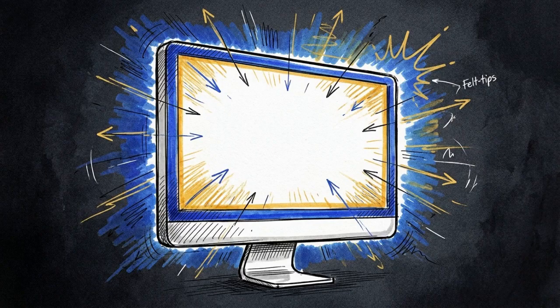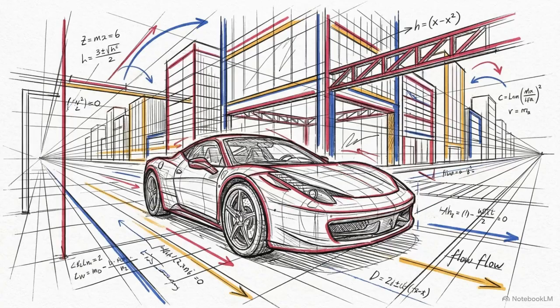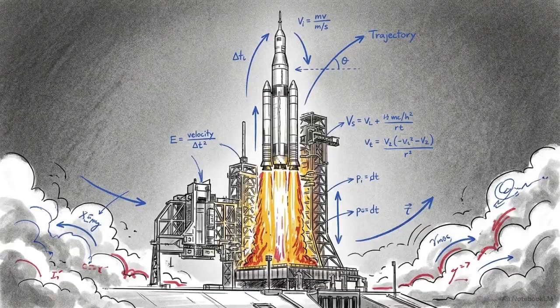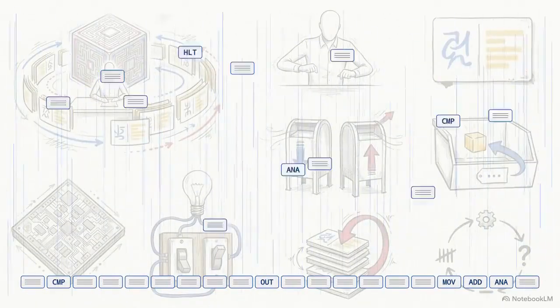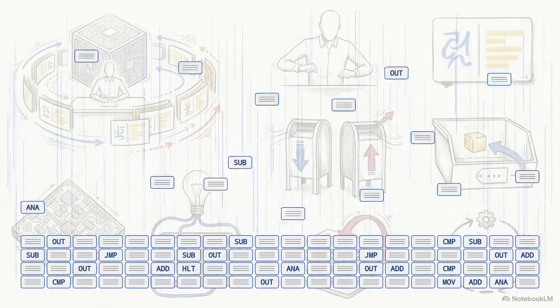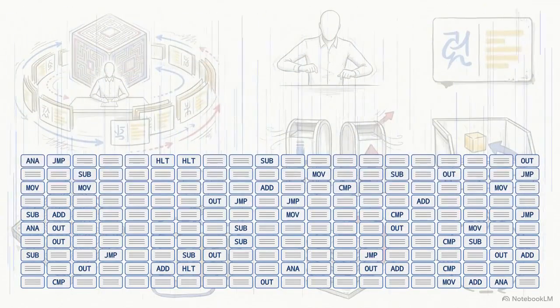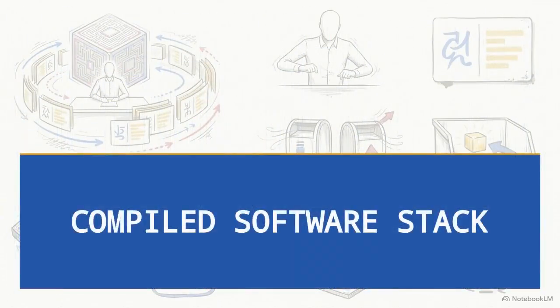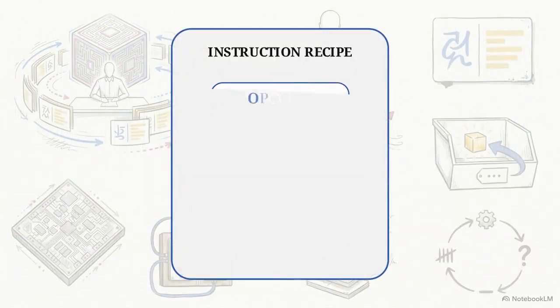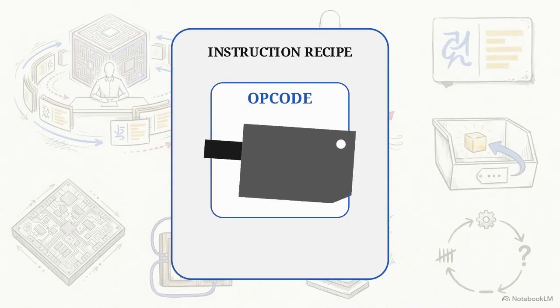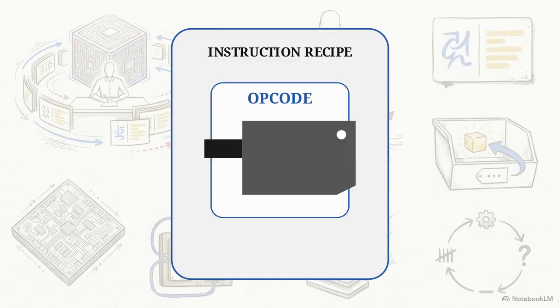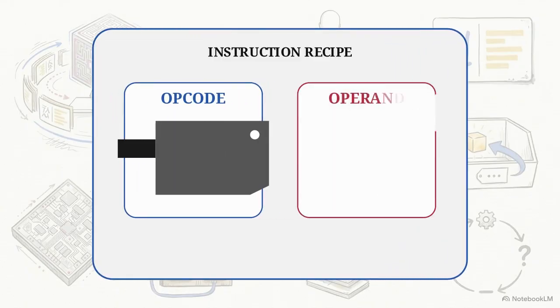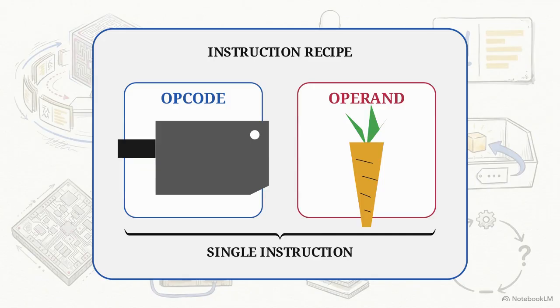Everything a computer does, from rendering a 3D video game to guiding a rocket into orbit, is built exclusively by stacking these tiny, simple, literal instructions on top of one another at lightning speed. Every order is a strict recipe card. It starts with an opcode, the core action, like chop. But actions need a target. You can't just chop, you must chop carrots. This target is the operand, the specific data the action applies to.